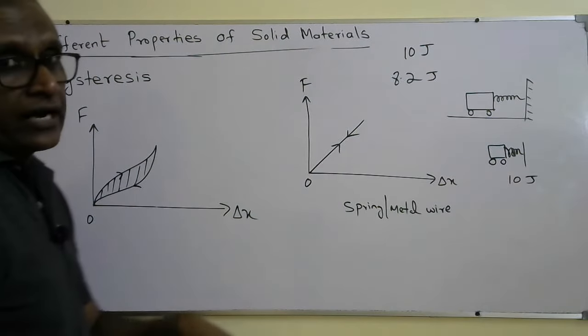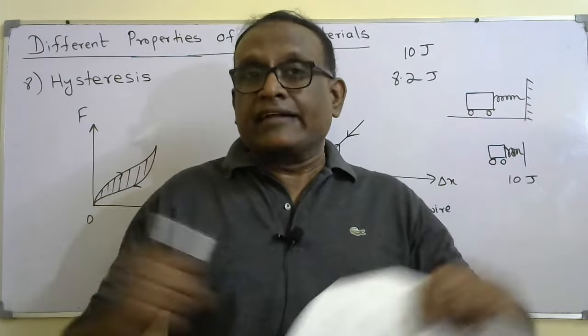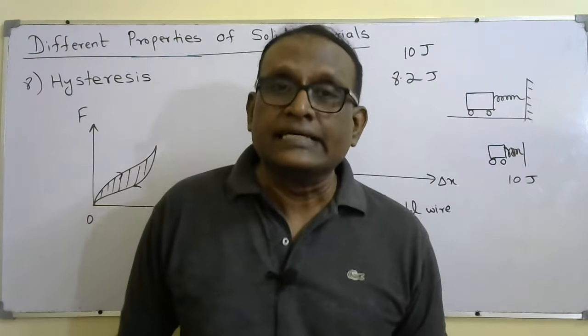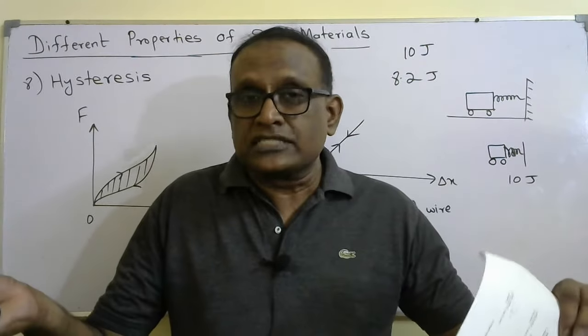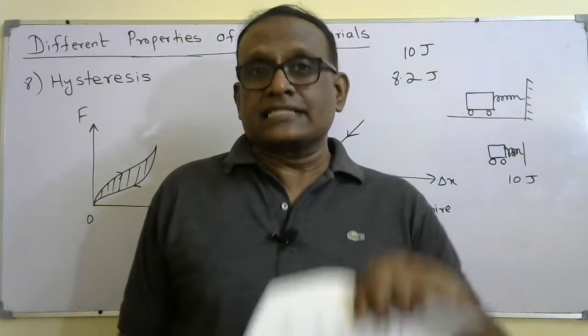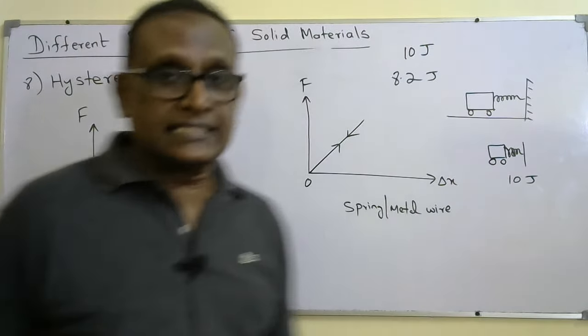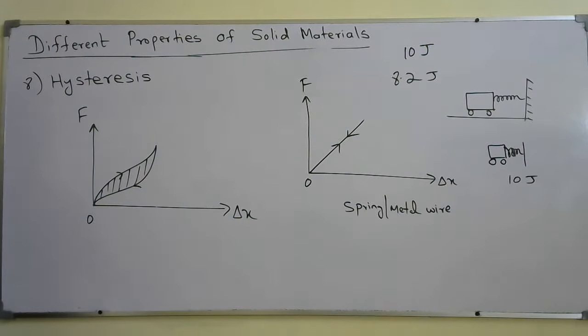When the rubber is stretched and released, a certain amount of energy will be transferred to the surroundings in the form of heat. That property is called hysteresis. So the amount of energy lost to the surroundings is the shaded area. This is the loading graph. This is the unloading graph.